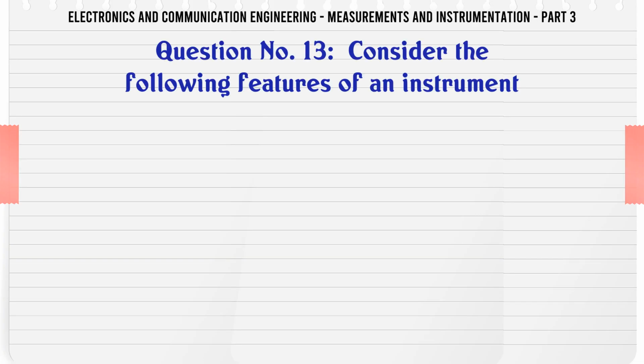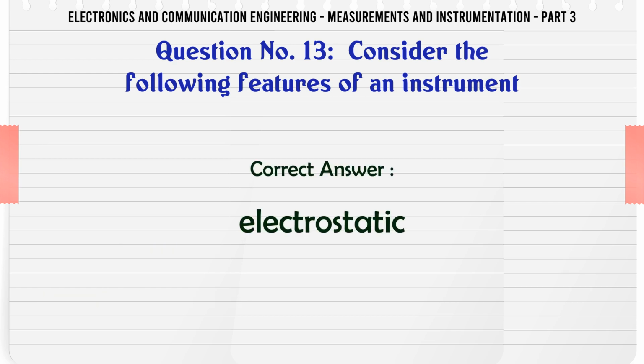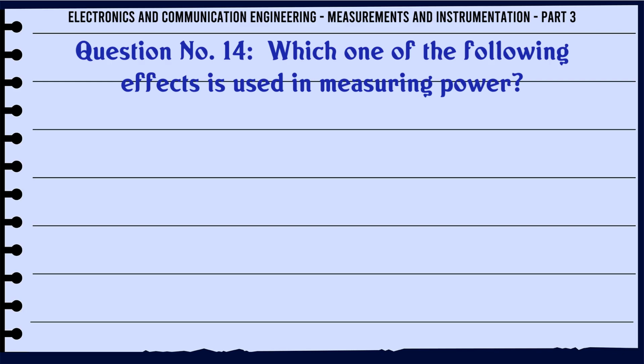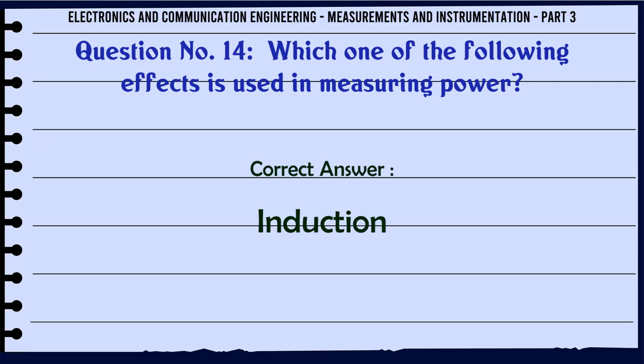Consider the following features of an instrument. A, moving iron; B, moving coil; C, electrostatic; D, dynamometer. The correct answer is electrostatic. Which one of the following effects is used in measuring power? A, Seebeck; B, Ferraris; C, induction; D, Hall. The correct answer is induction.